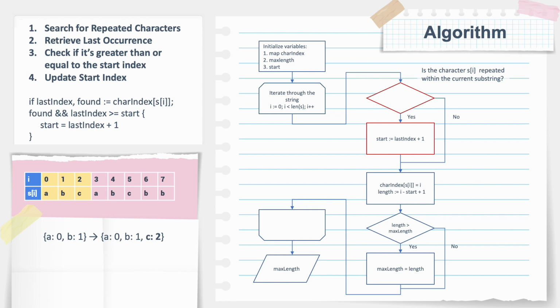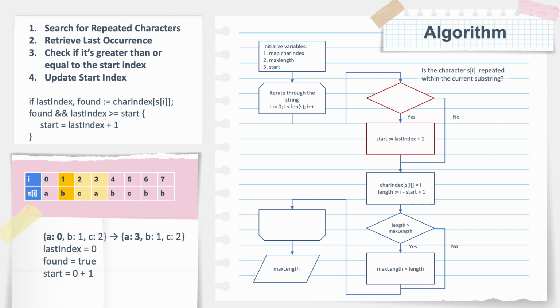In step 4, we recognize the need to update the start index. Let's examine in more detail how we interpret this change. Char: the current character being evaluated is A. Last index: the index of the last occurrence of A is 0. Found: the value is true, indicating that A has been encountered before in the substring. Start: the starting index of the current substring is 1. This is updated because the last occurrence of A is found at index 0, so we need to shift the start index to 1 to exclude the previous occurrence.